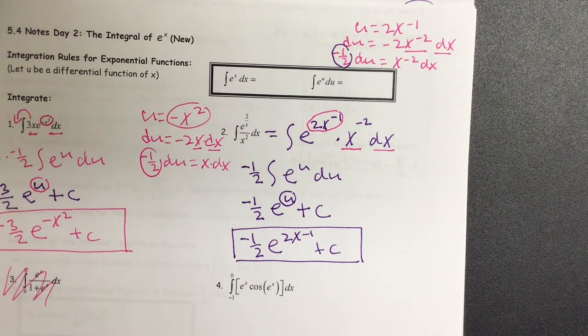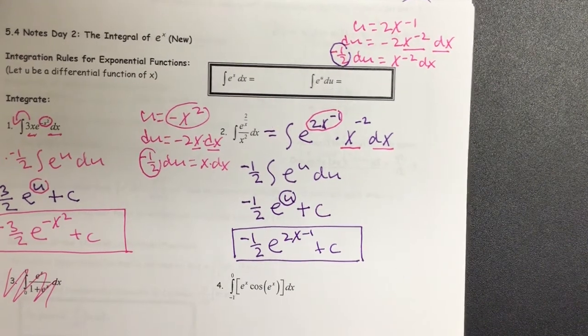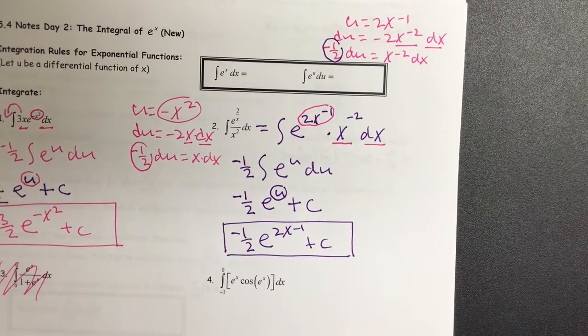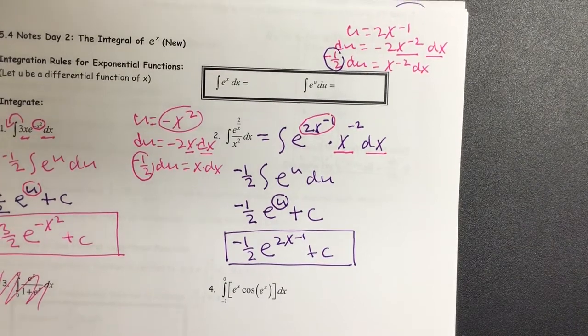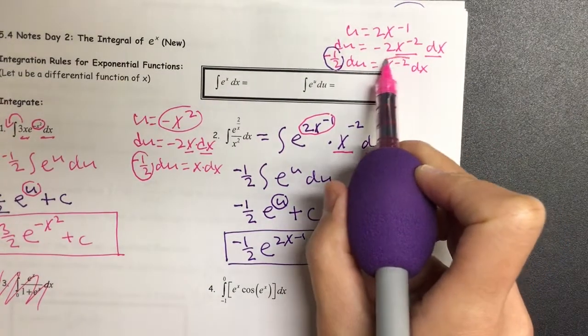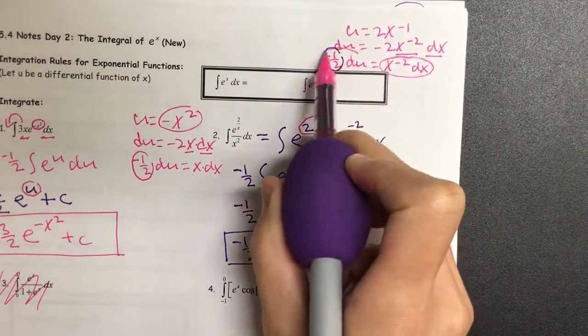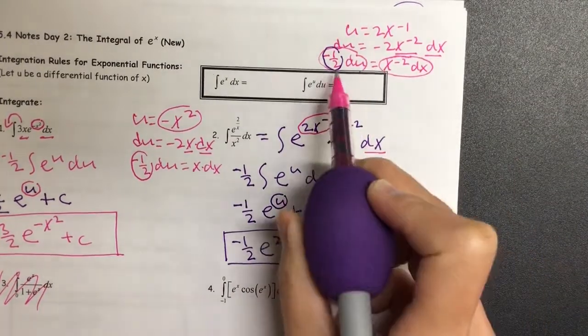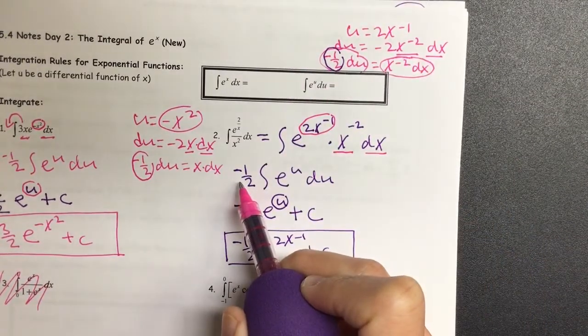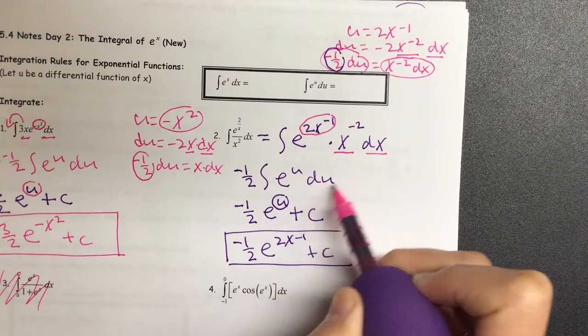Okay, I want to do number 6 first and then number 4. So I think I'm going to renumber this. Let's call this one 3. Yes, ma'am? So what did you do to the x to the negative 2? All that was replaced with this right here, and then I took out the 1/2 to the front and then replaced it with du right here. Okay?